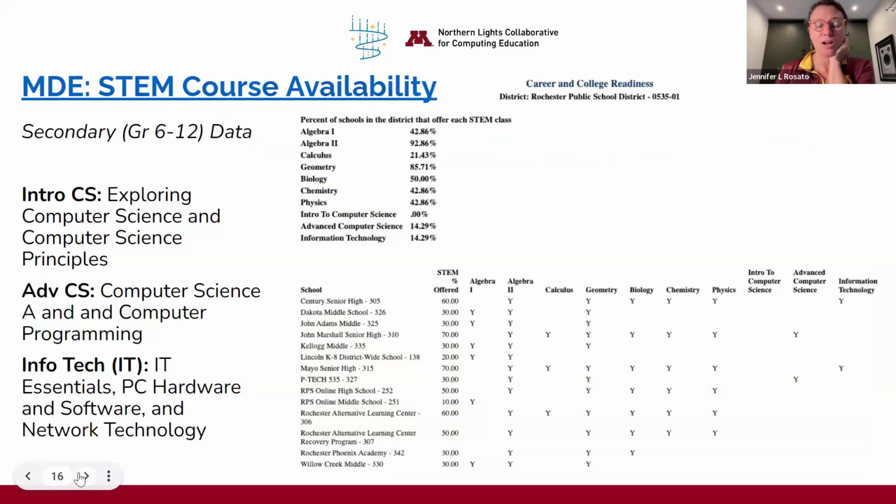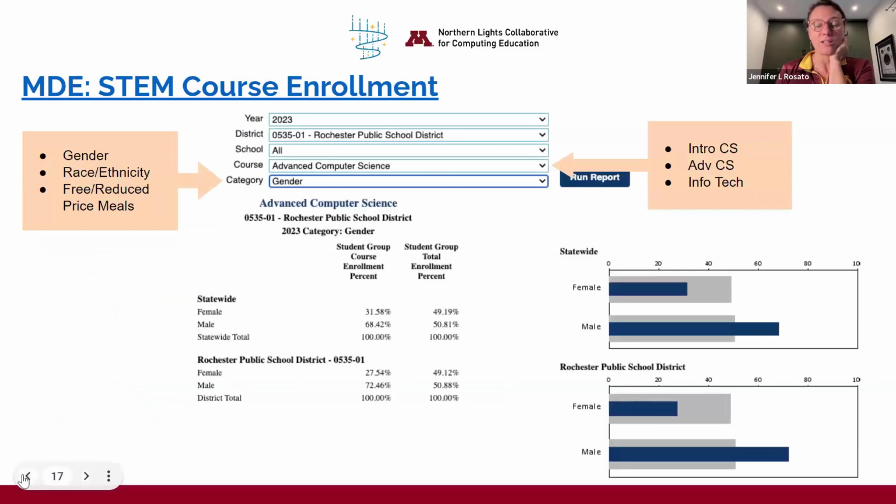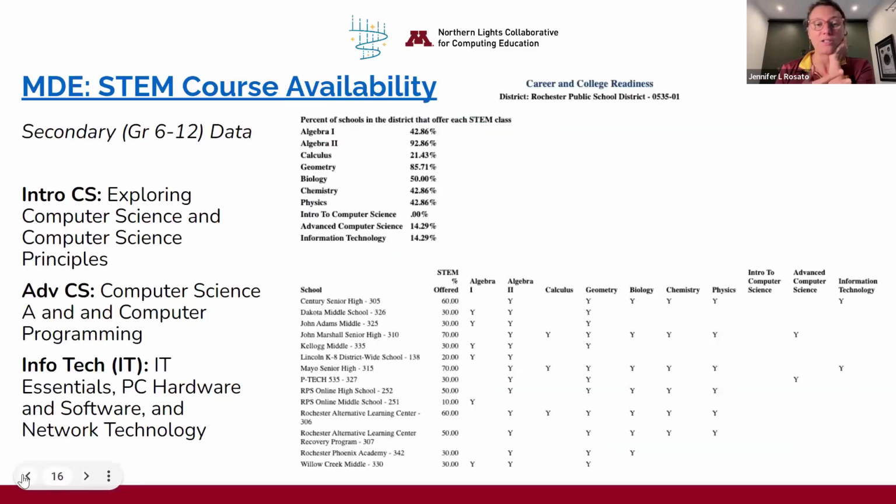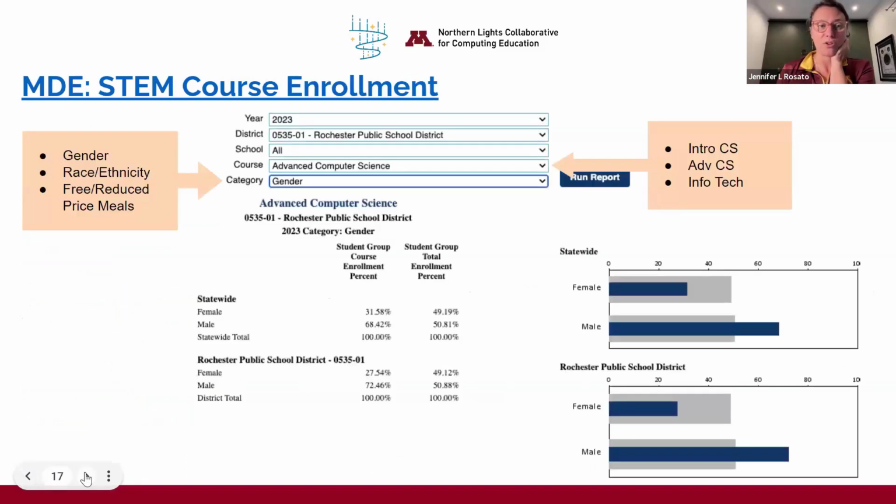And then the two STEM course reports that MDE has available. One is called availability and one is called enrollment. Availability indicates whether or not a course is being offered at that district or in that school. And then enrollment tells you about the demographics of the students who are enrolled in that course.